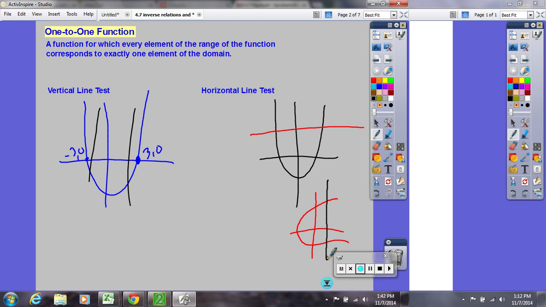Go back to Jimmy and then over to you. So the one-to-one, is that how it's done? A linear equation would be, a cubic would be. Most even powers are not going to be one-to-one. A square root would be.